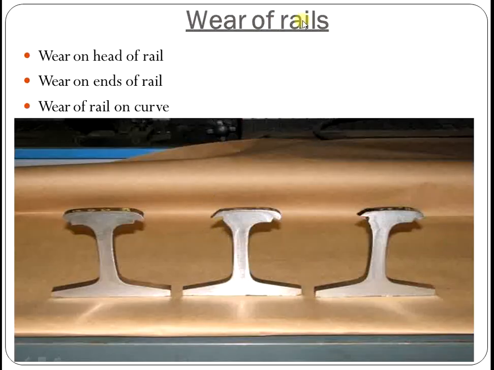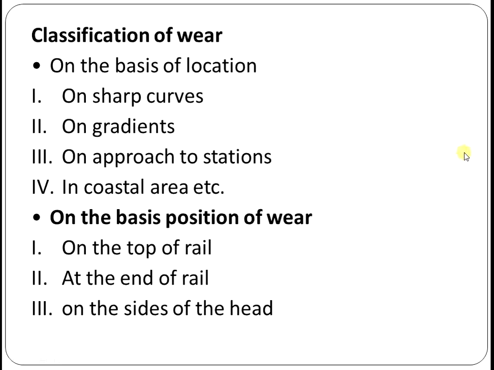Actually, three types of wear of the rails are possible. The first is wear on the head of the rail, the second is wear on the ends of the rail, and the third is wear of the rail on the curve, that is the turning position or sharp curves. The classification is on the basis of location: on sharp curves, on gradients, on approaches of the station, and in coastal areas. And on the basis of position of wear: on the top of the rail, at the end of the rail, and on the sides of the rail.